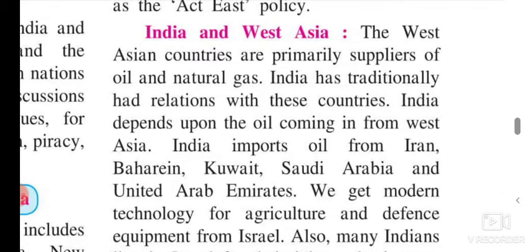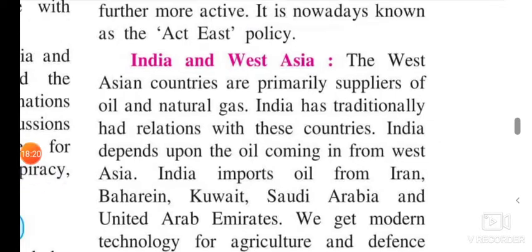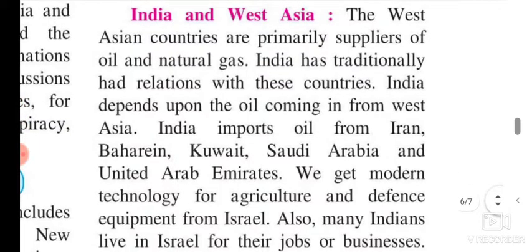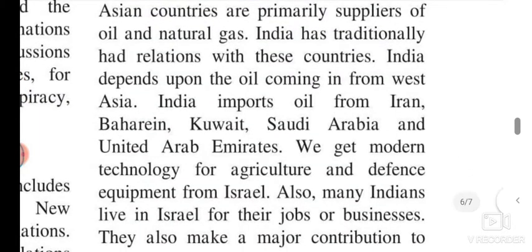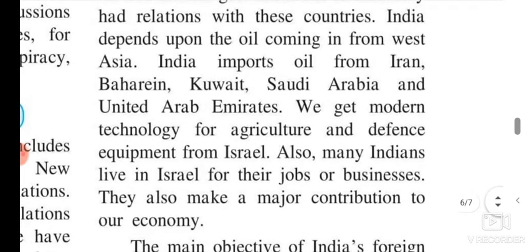India and West Asia. The West Asian countries are primarily suppliers of oil and natural gas. India has traditionally had relations with these countries. India depends upon the oil coming in from West Asia. India imports oil from Iran, Bahrain, Kuwait, Saudi Arabia, and United Arab Emirates.